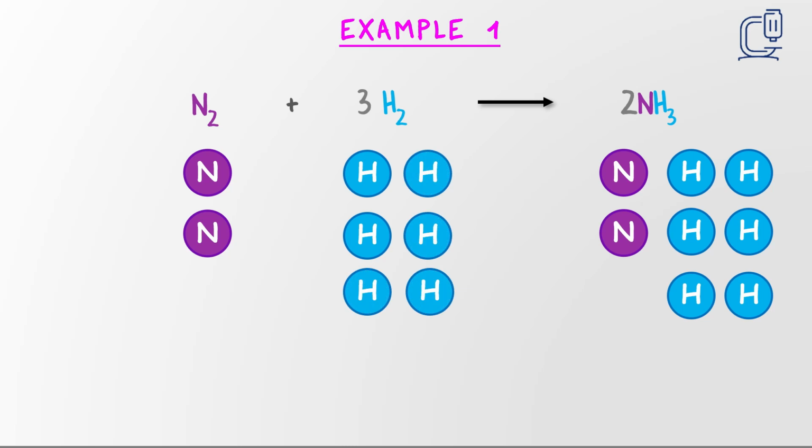Let's see if there are equal numbers of each element on both sides. So we have 2 nitrogens on the left hand side and 6 hydrogens on the left hand side, and we also have 2 nitrogens on the right hand side and 6 hydrogens on the right hand side. So the equation is balanced. Here we can add state symbols if we're asked to do so, such as solid, liquid or gas.